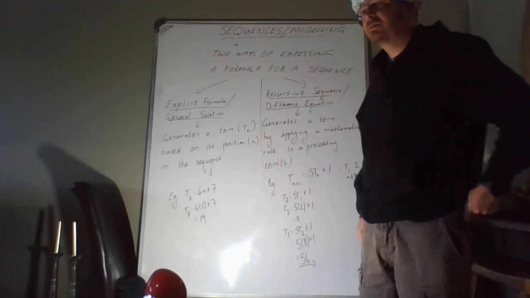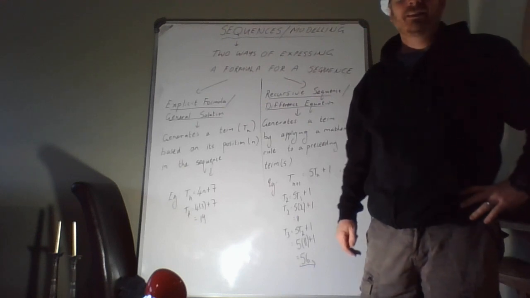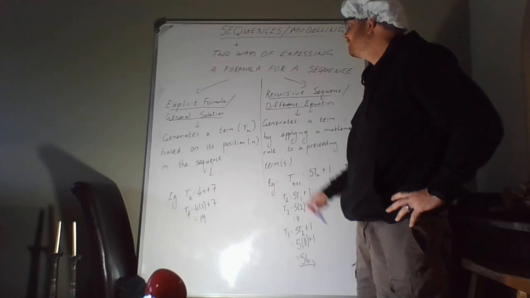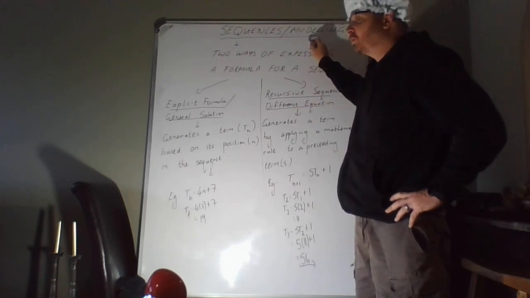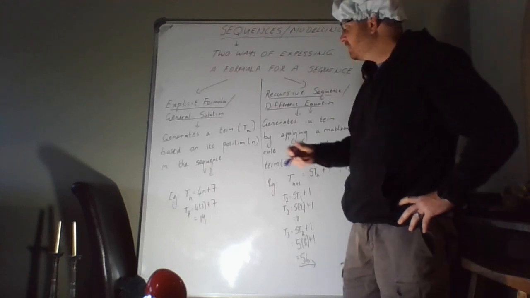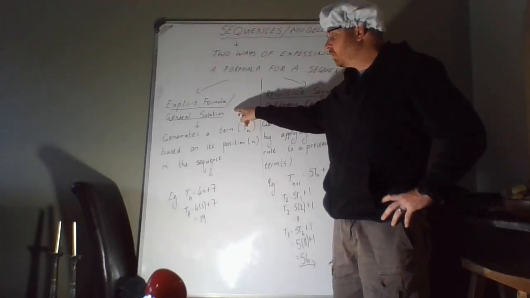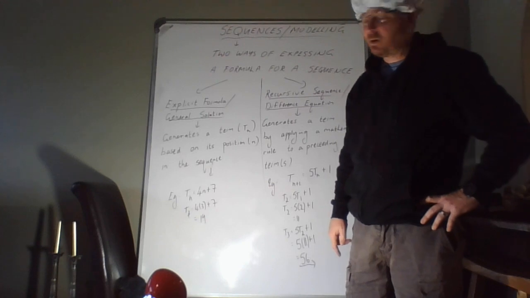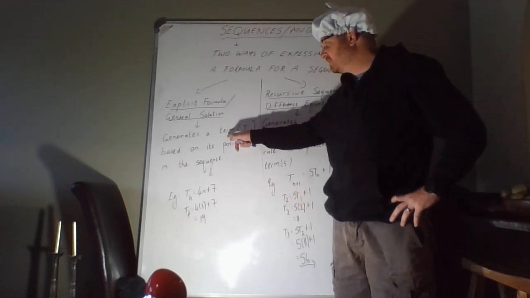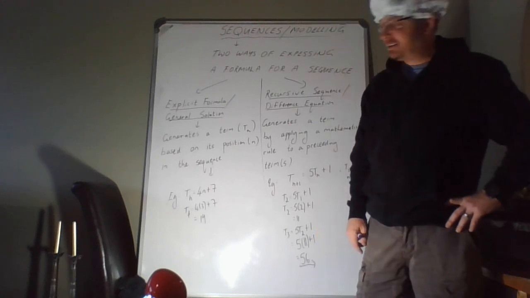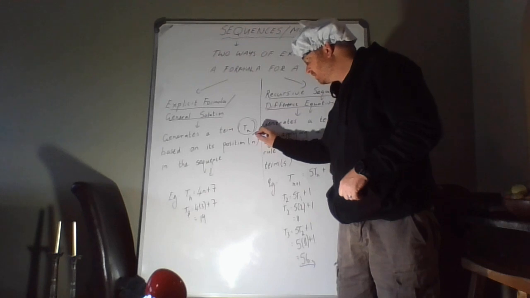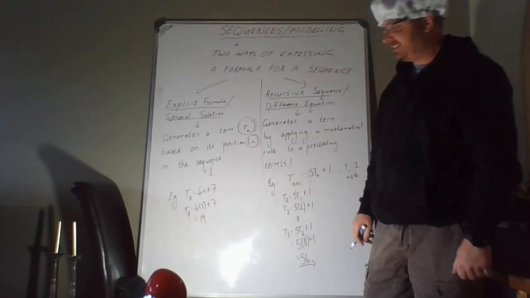So, this falls under the modeling section. There are two ways of expressing a formula for a sequence. The one that you've done before is something that we call an explicit formula, or a general solution. This kind of formula generates a term n based on its position n in that sequence.